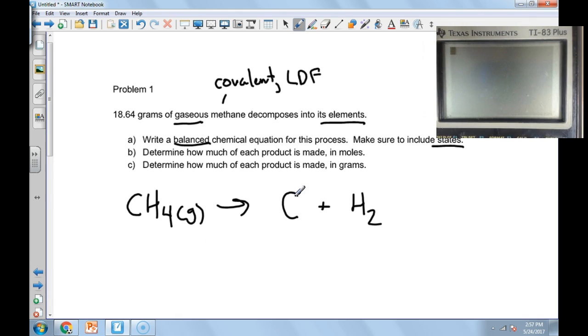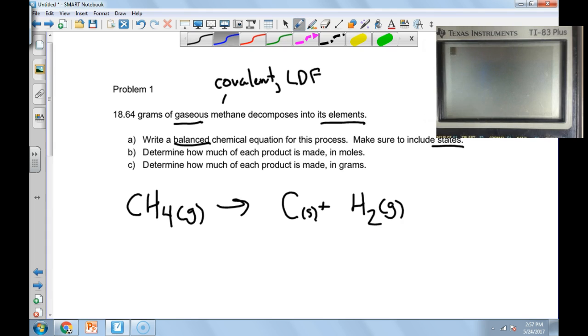Now carbon is found in nature a lot of different ways, but for the purposes of this, it's just going to be carbon, and we're going to make that solid. And then hydrogen is found in nature as a gas, and you can get that information right off the periodic table. Okay, now we have to balance this guy.